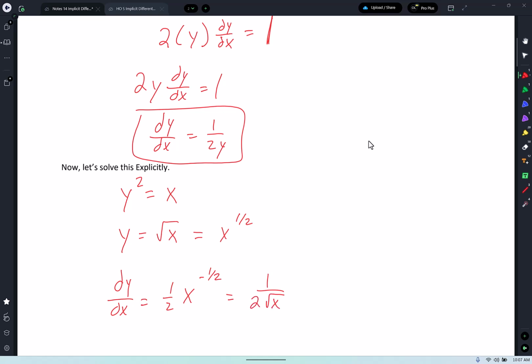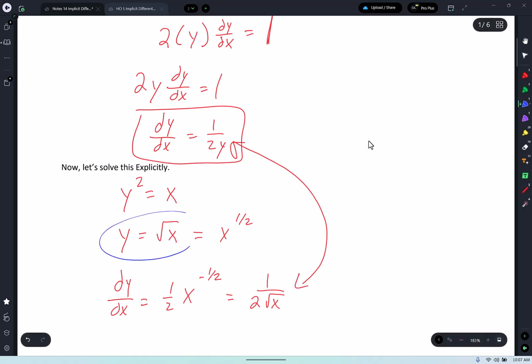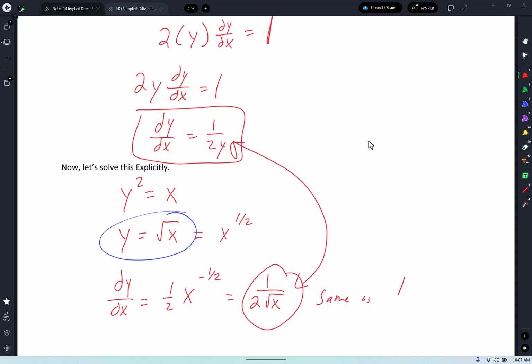Chavez, this is not the same as this. Yes, it is. Look right here. The square root of x is equal to y, or y equals square root of x. So this is the same as 1 over 2y. Do we see how it's the same? Isn't that cool?